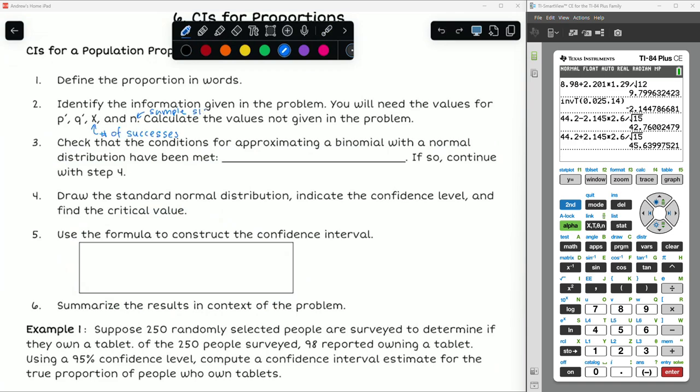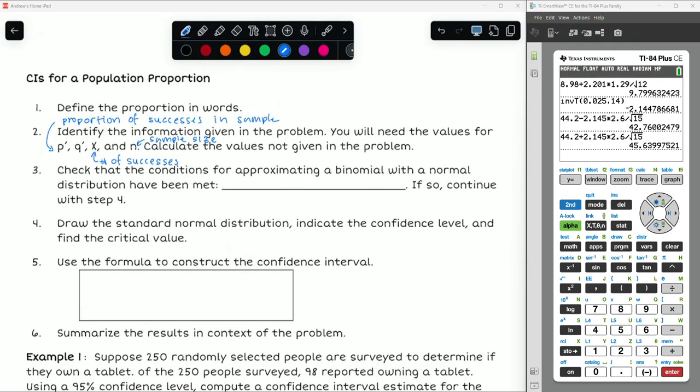Sometimes you will alternately be given the P prime, which is the proportion of successes in the sample. And you'll be given P prime along with your sample size N.